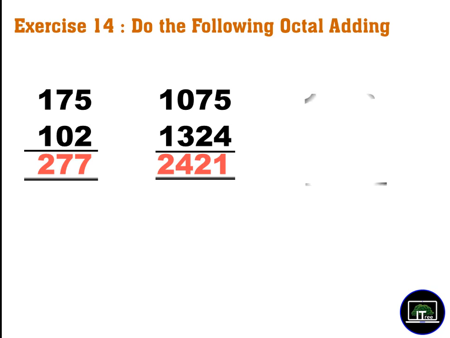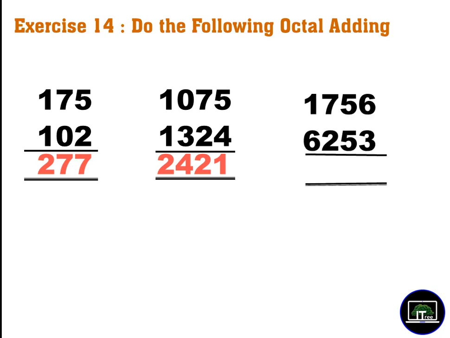One more. 1756 add to 6253. 6 plus 3, it's 9. You can't write 9, you write 3. You get 1 to the next line. 1 plus 5 plus 5, it is 11. Then write 3 there. Take the next 1 to the next line. 1 plus 7 plus 2, 10. You write 2. Next line, 1 plus 1 plus 6. So you can see that.